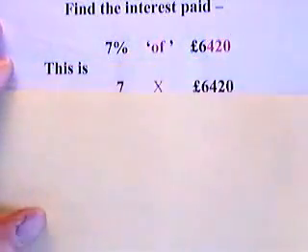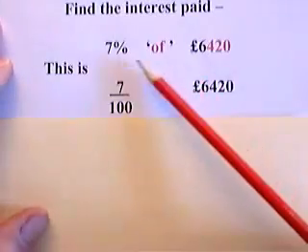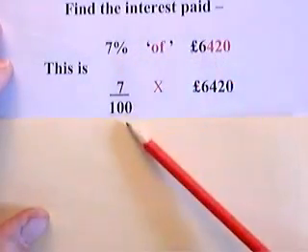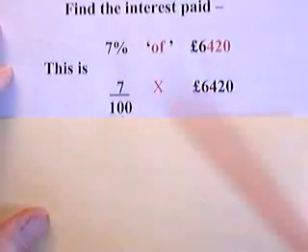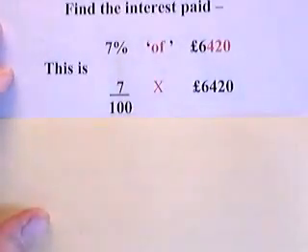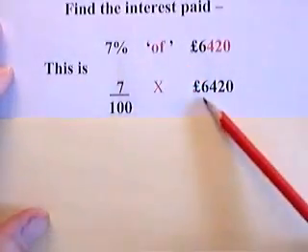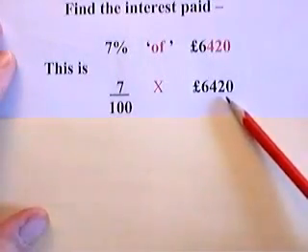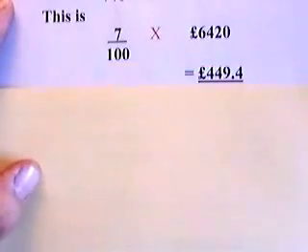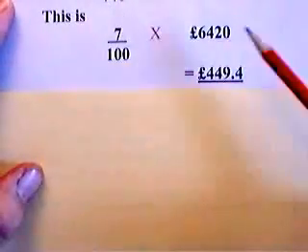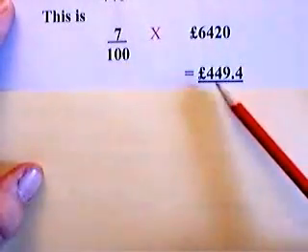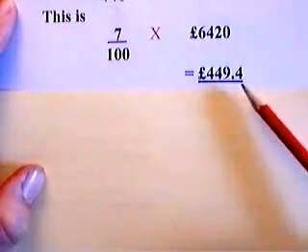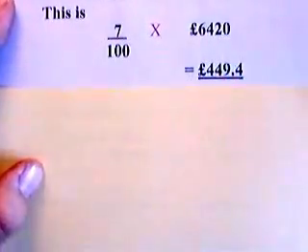£6,420. So again, we change this little statement of 7% of this into a little bit of mathematics. The 7% becomes 7 over 100. The of sign becomes multiply, and here we have this amount at the end of the first year. If we do that, we can use a calculator now. We get the answer £449.40.